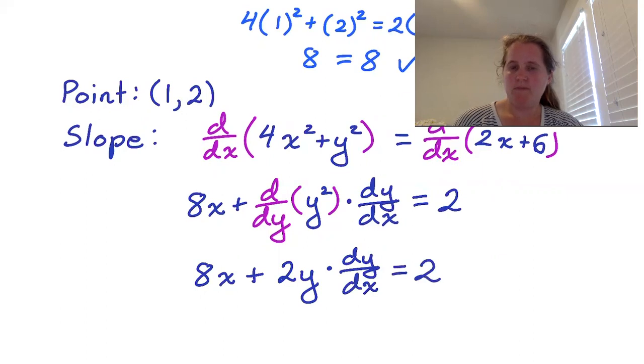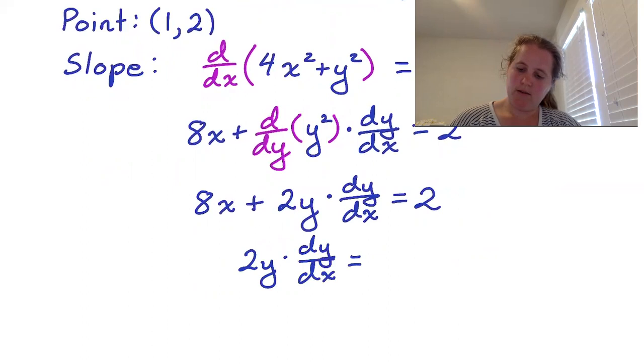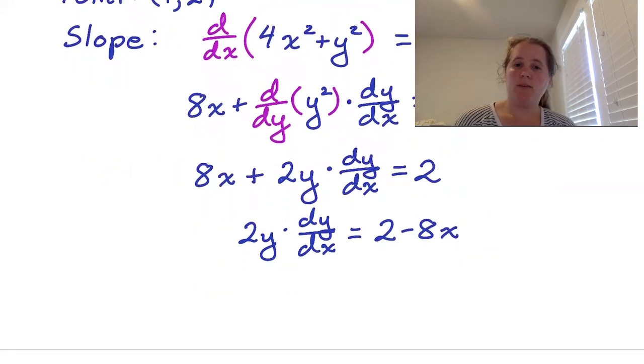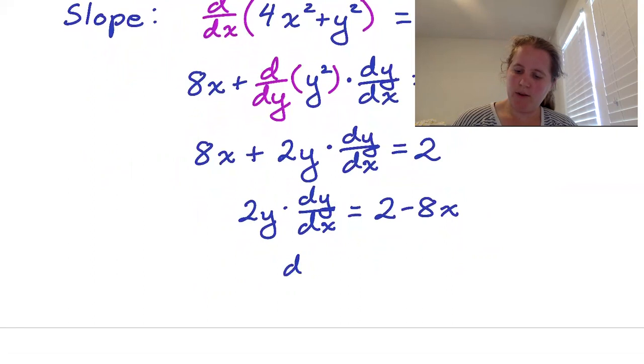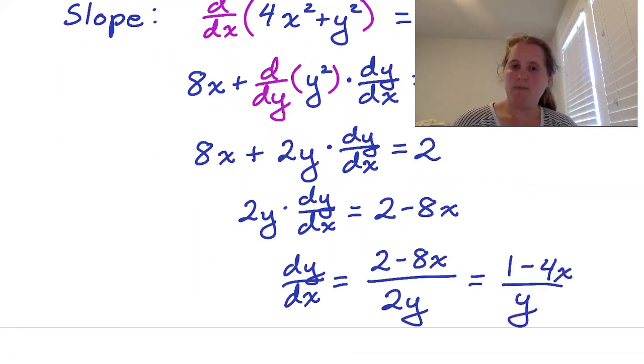is equal to 2. And then if we solve for dy dx, we have 2y times dy dx is equal to 2 minus 8x. And then if we divide by that 2y, we have dy dx is equal to 2 minus 8x divided by 2y, or in other words, 1 minus 4x divided by y.